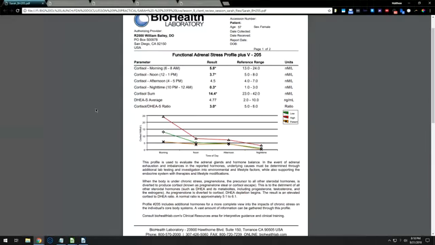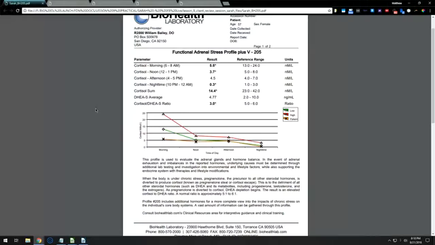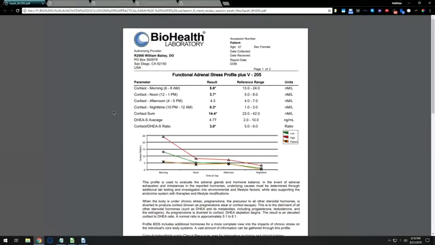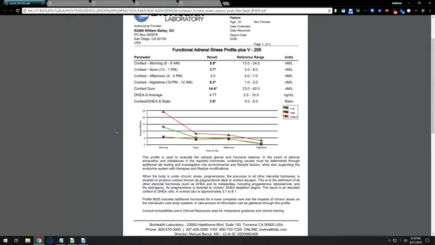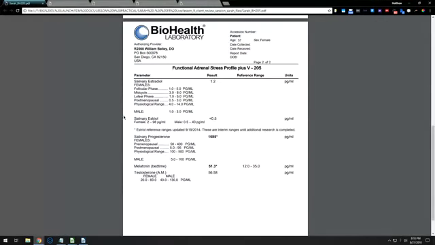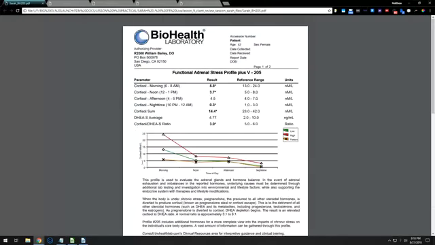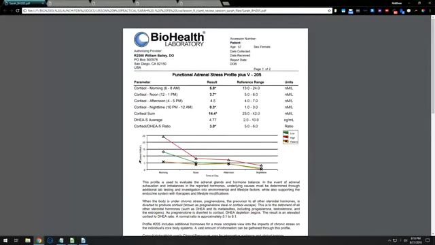Welcome, Stephen. Okay, so this first BioHealth lab measures cortisol over time. And so you can see it correlates with your circadian rhythm. And another marker that this test measures is melatonin and also estrogen and progesterone. So it can tell you a lot about sleep and energy levels.